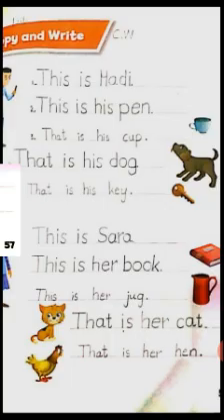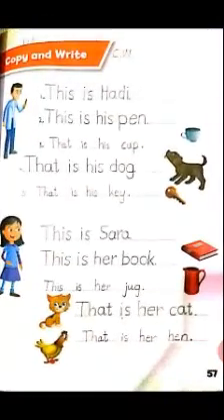Now these are away from the girl, that's why we will use here THAT, that. Now trace this line, that is HER, her, CAT, cat. That is her cat. Now you will write on the next line by yourself like this, THAT, that is HER, her, HEN, hen. That is her hen. Now you will complete your full page like this.